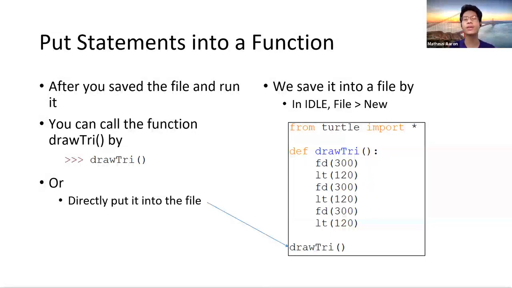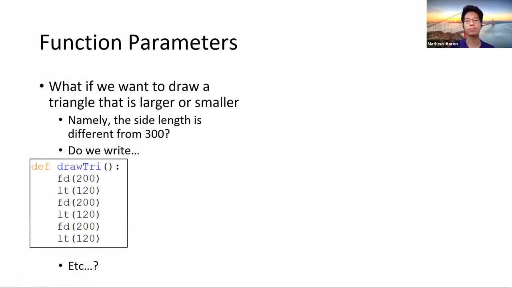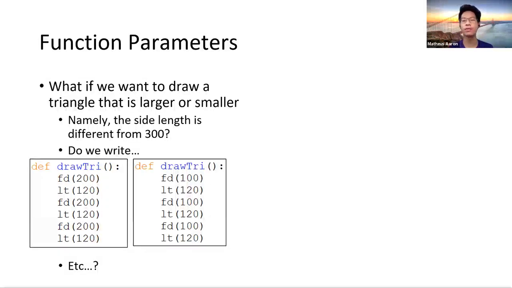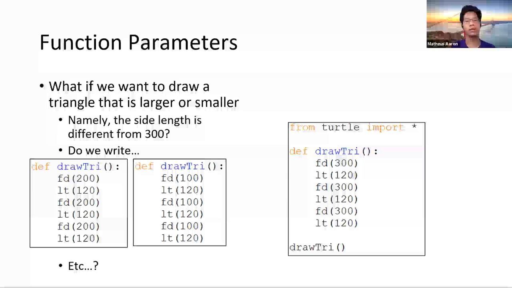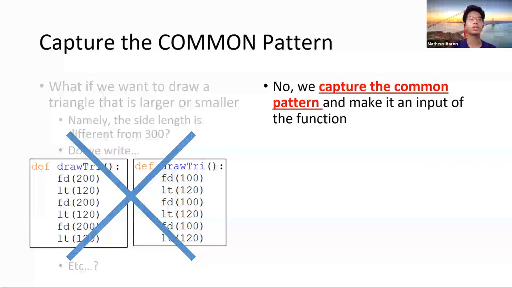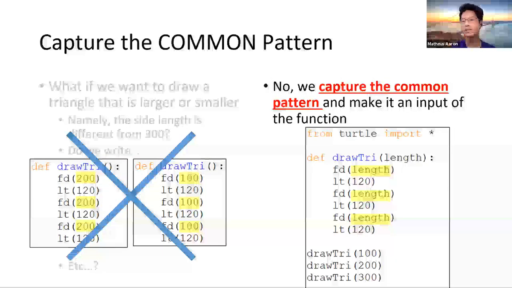But it's very not flexible. If you notice, the length of the triangle is quite restricted. You can only do 300. If I want to do other lengths, should I write a new function for 200? Or should I write another function? So it's very inflexible. Now if you know where I'm going, what you want to do is capture the common pattern and make it the input of the function like this. Okay?